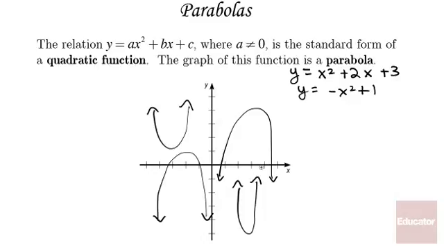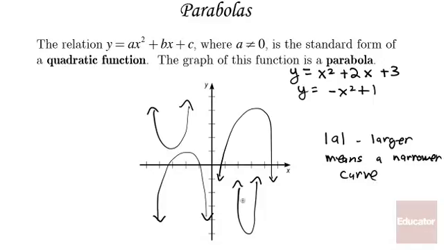And what determines whether you have a broader or narrower shaped parabola is the absolute value of a. So if the absolute value of a is larger, you get a narrow graph. So absolute value of a larger means a narrower curve. Okay, so for example, this would have a larger absolute value of a than something like this, that's broader.